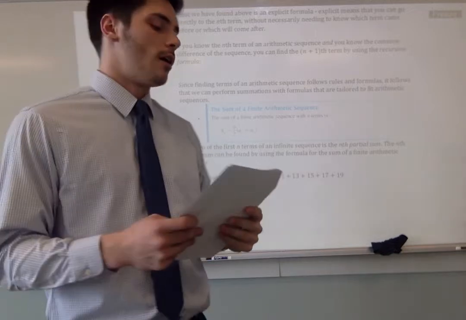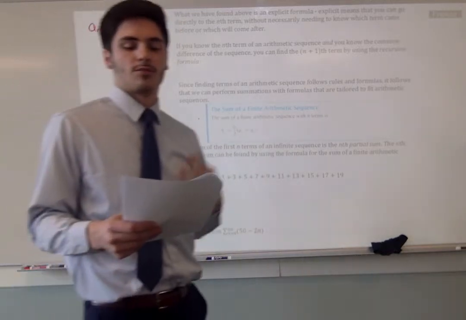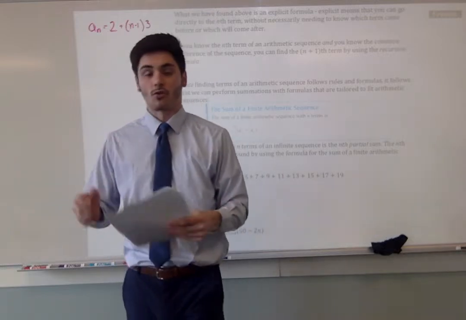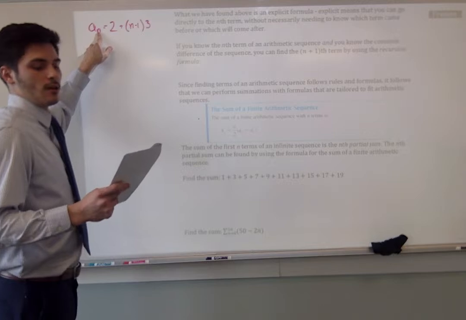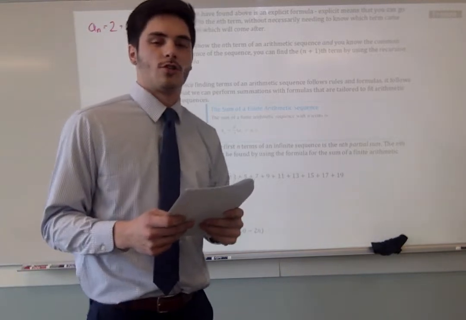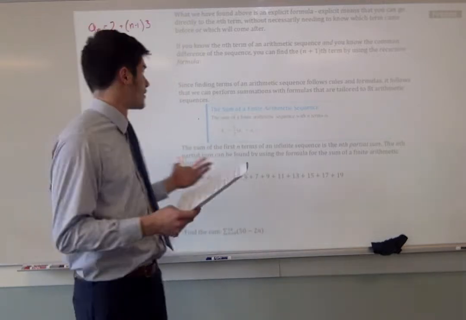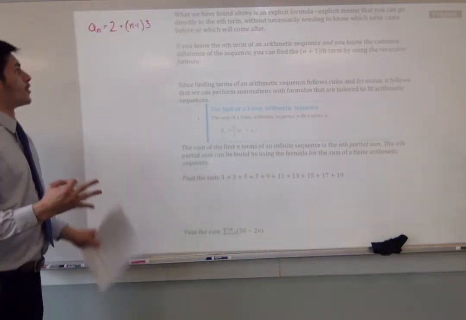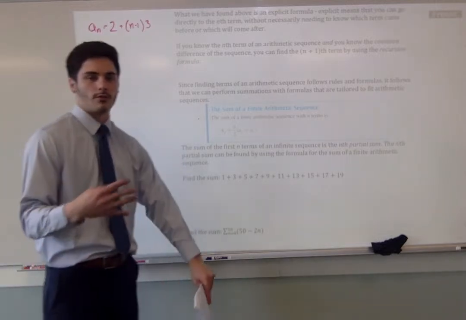So what we have found with this is an explicit formula, and what an explicit formula means is that you can go directly to the nth term instead of having to find which term came before or which term came after. So if we wanted to find the third term, for example, we wouldn't need to find the second term or the first term or the fourth term.